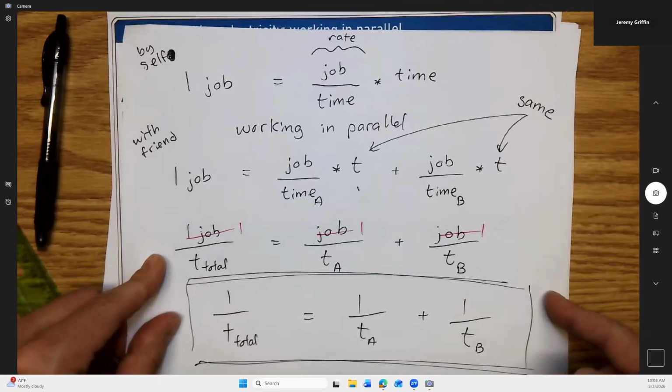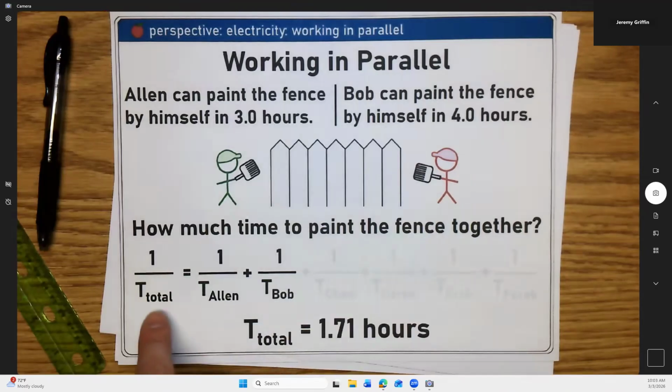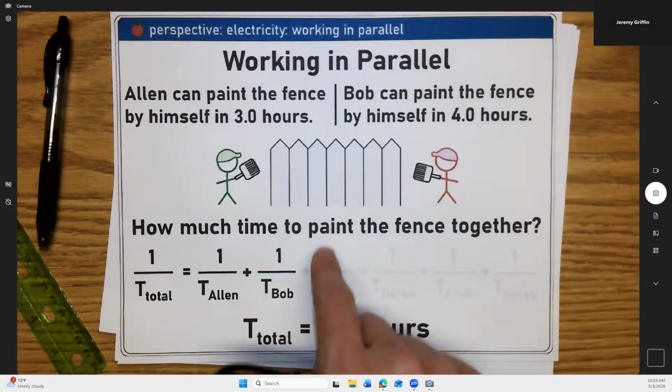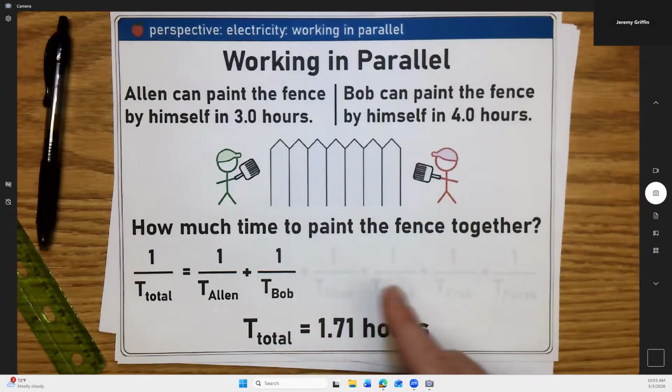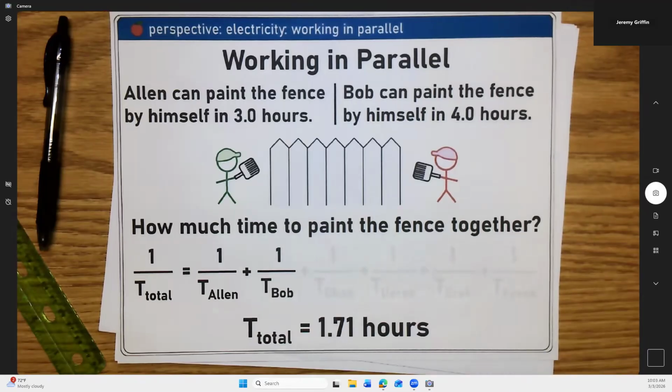And if you had a third friend, then you could do 1 over. So I got Alan here and Bob here. So the 1 over the total time is 1 over Alan plus 1 over Bob. If they brought in Chad, plus 1 over Chad. And if they bring in a string of friends, plus 1 over Derek, plus 1 over Eric, plus 1 over Ferric, and they could keep adding on friends and paint the fence really fast.